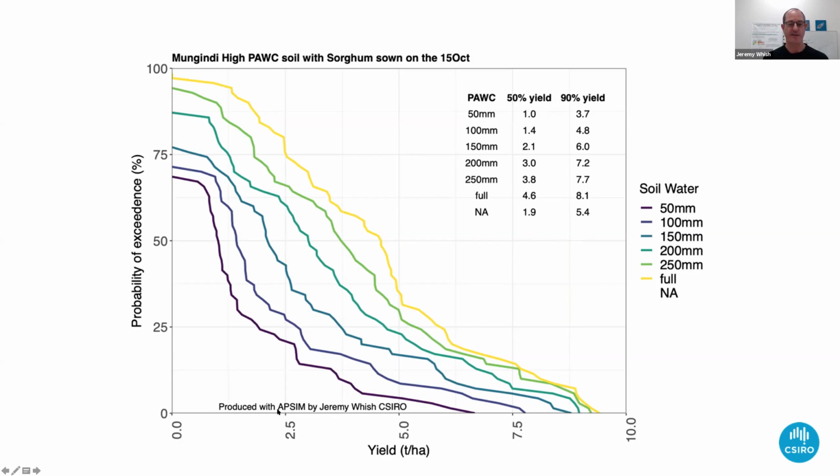or 2.5 tonnes. If you're pushing for 5 tonne and you've only got 50 mils of water at sowing, well, you're down here in less than 10% chance. So you can do it, and we all know that neighbour that sowed on a wing and a prayer and got the best yield anyone's ever got, but we can't do it every year. So this is just trying to deal with probabilities on how you deal with things every year.